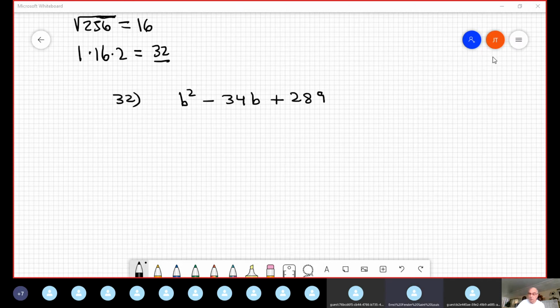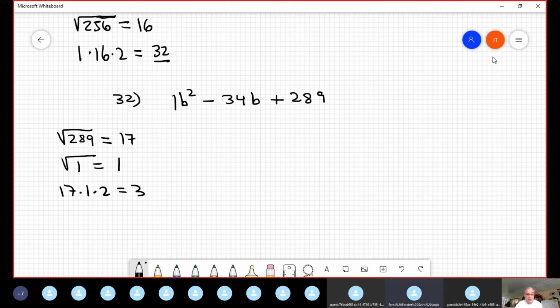You have a calculator, yes or no? Please help me compute the square root of 289. What is the square root of 289? Say again? 17. Very well. And of course, the square root of 1, this coefficient, is just 1. So you multiply 17 times 1 times 2, and the answer is 34. Wow, it's exactly the same as this. What is the conclusion? Is it a perfect square trinomial, yes or no? Yes, the answer is yes.